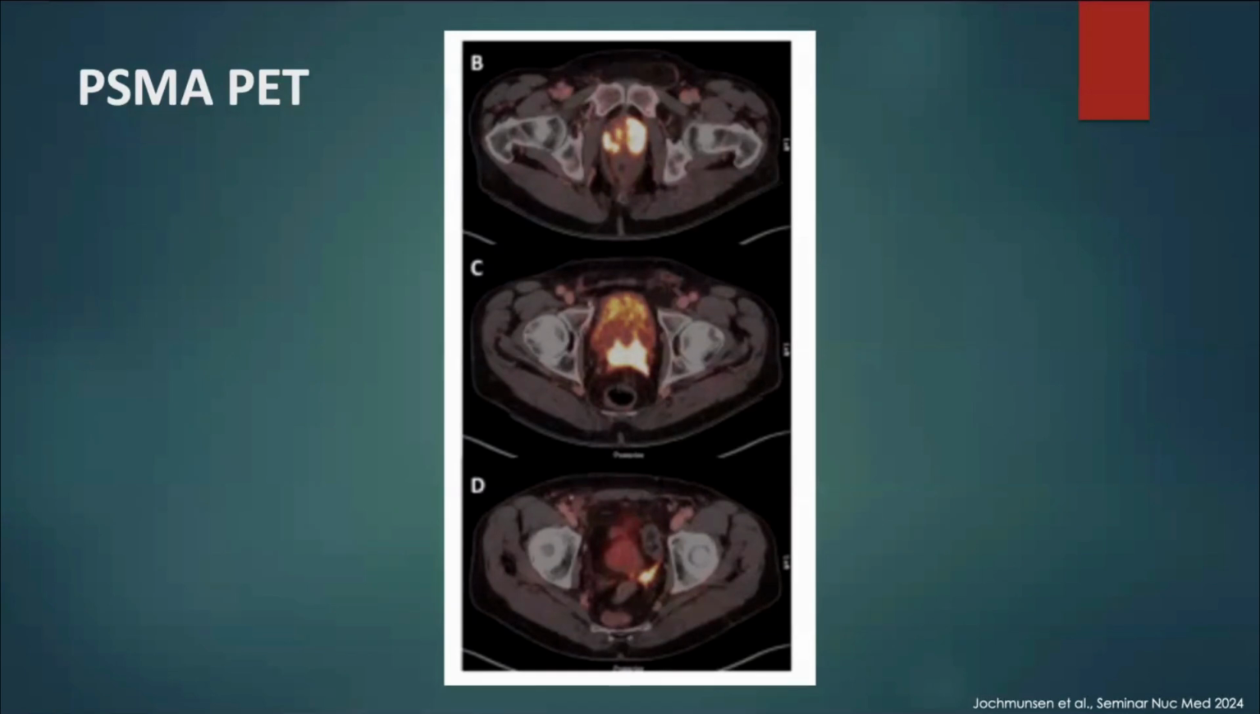staging. So these images are of a guy in his 70s with prostate cancer. In image B, you can see avidity within both lobes of the prostate. Image C shows involvement in the seminal vesicles, and interestingly, image D shows prostate cancer tracking up the left vas deferens.